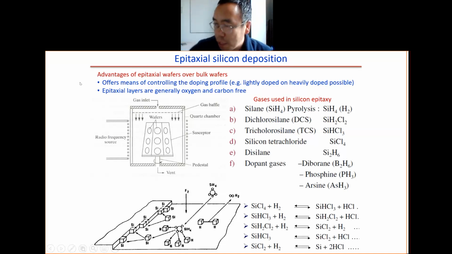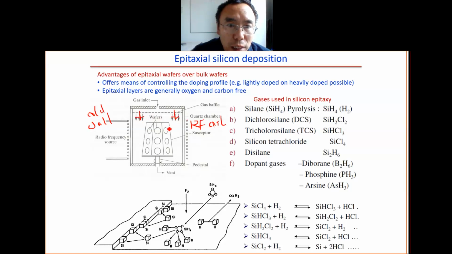For this one, as you can see here, we have this RF coil. This is the induction heating. So when we have the induction heating, this one is the cold wall. And you can put many wafers like this, and the gas flows like this.